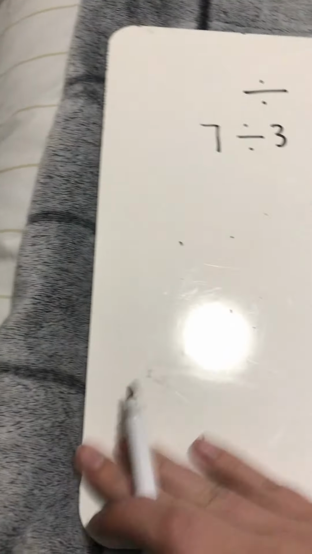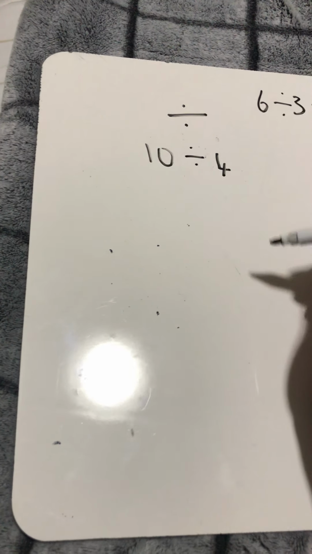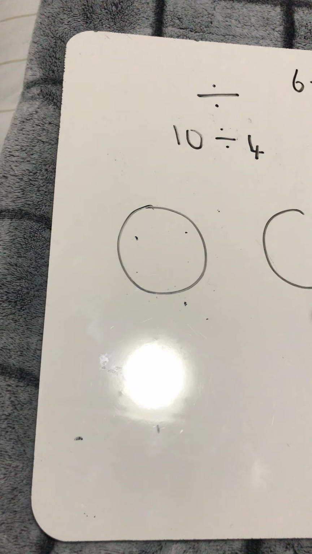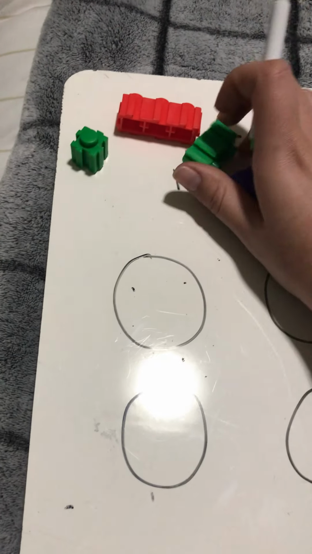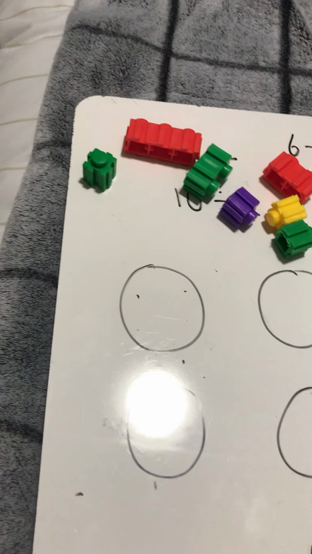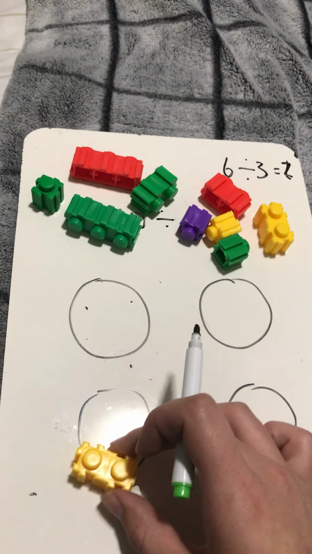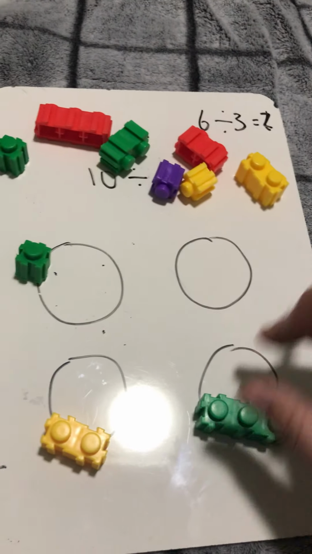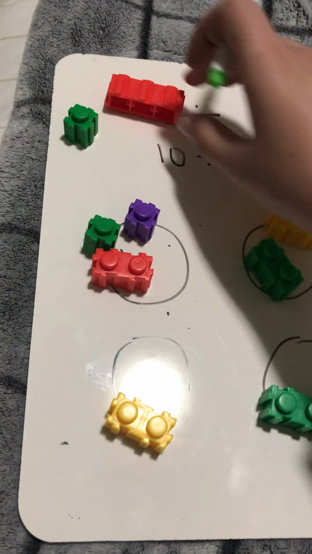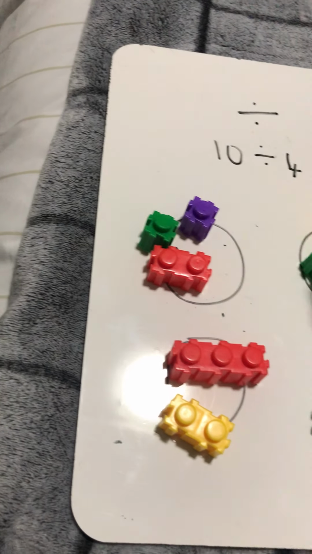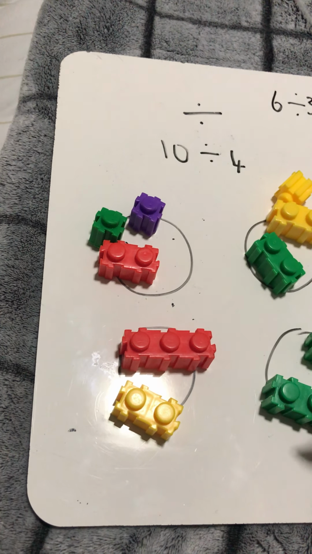Okay, let's try another one. Rub all of this out. So next sum will be 10 divided by 4. So let's draw our 4 groups. 1, 2, 3, 4. Let's get our 10 blocks. 1, 2, 3, 4, 5, 6, 7, 8, 9, and 10. Okay, so let's divide them. 1 for him, 1 for him, 1 for him, 1 for him. We can do it again. 1, 1, 1, 1, and 1. Now hold on. 1, 2, 3, 4, 5, 6, 7, 8, 9, 10.